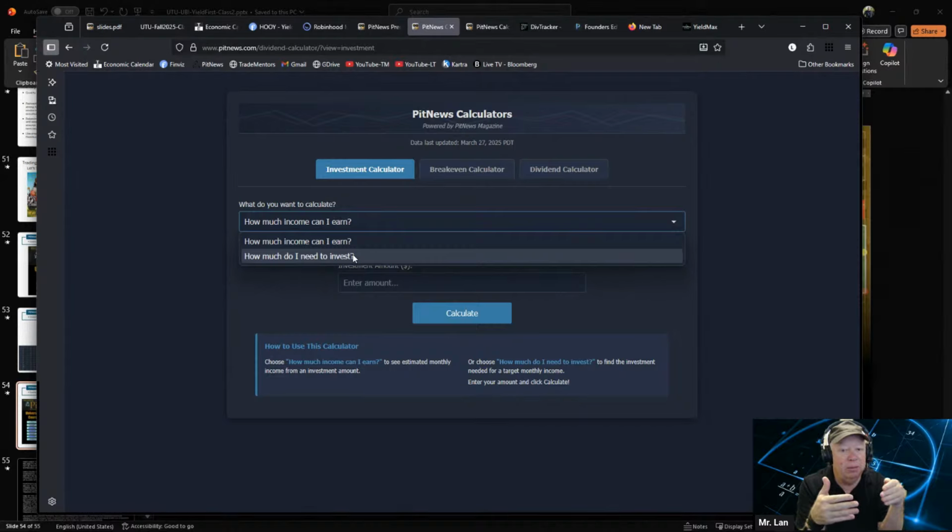So how much income can I earn? Well, I've got 10 grand. How much money can I make off of that depending on what I put it into? With all these opportunities, all these different funds that Lane just showed me, a huge list of them, which one do I pick?